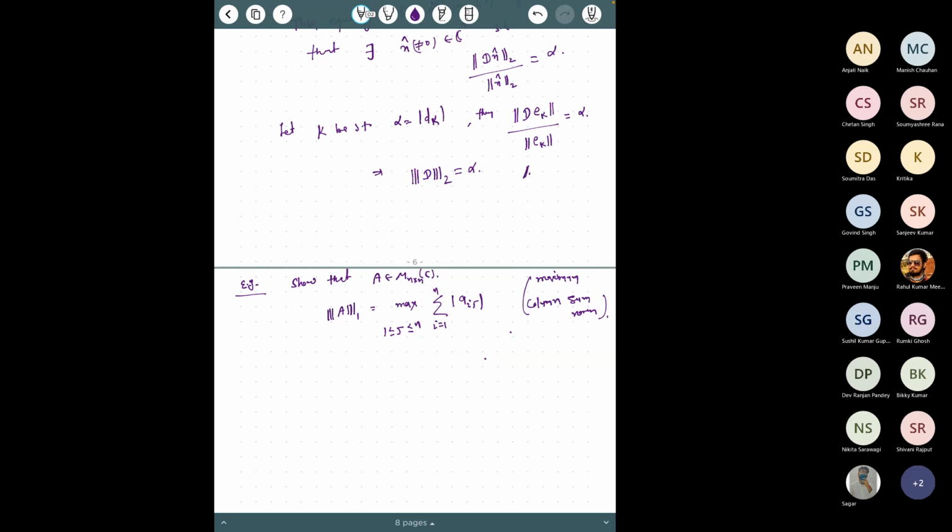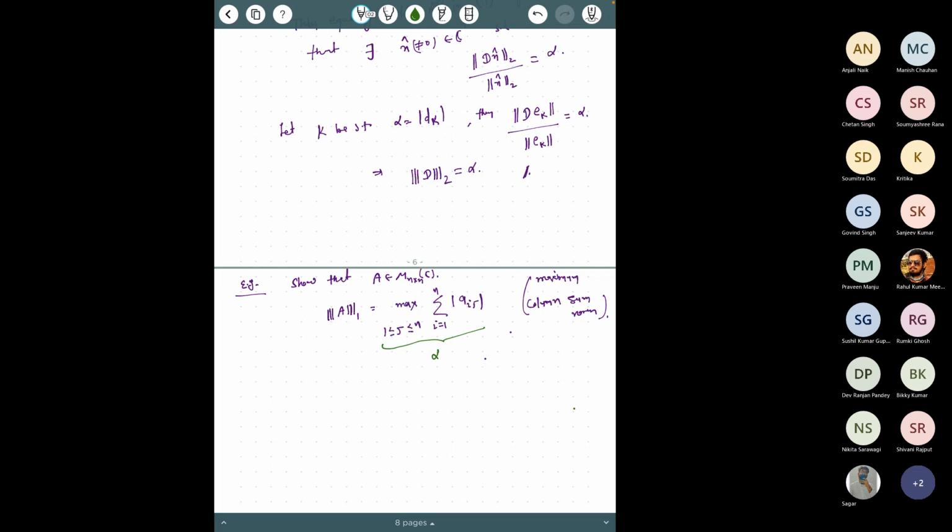Okay, so how to show this again? Let me call this alpha. This is some quantity, right? It's a maximum, so this is just a scalar. This is the maximum over all column sums. So I'm calling this quantity alpha.